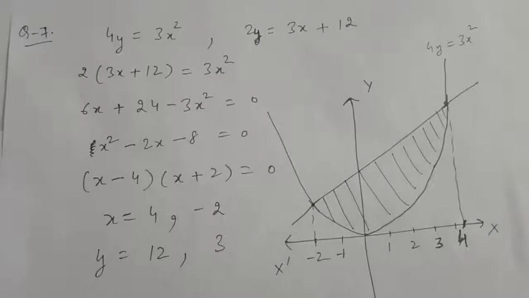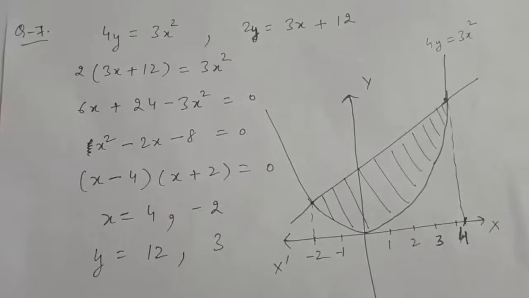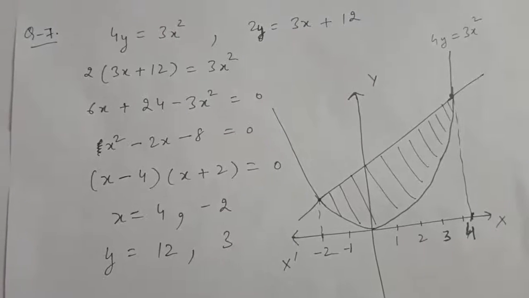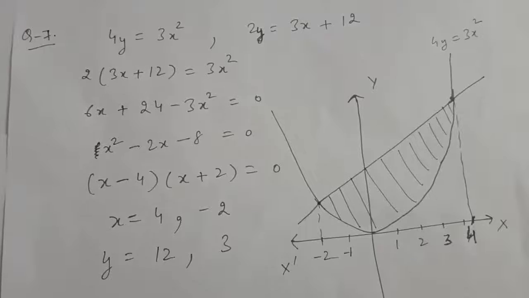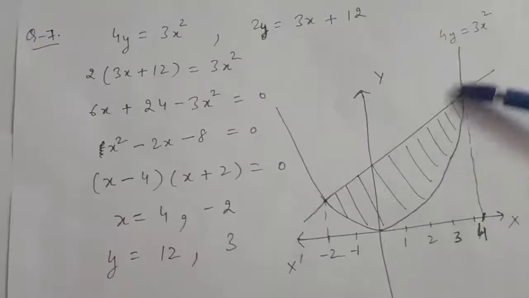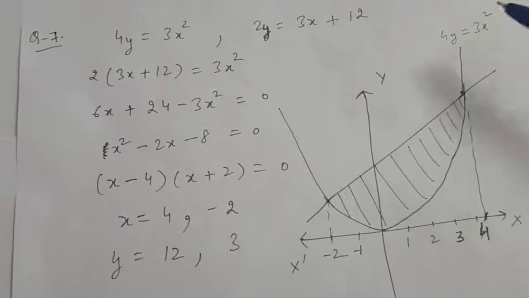Now question number 7 is find the area enclosed by the parabola 4y equal to 3x square and the line 2y is equal to 3x plus 12. Now the graph of the parabola will be like this. This is the parabola of 4y equal to 3x square.